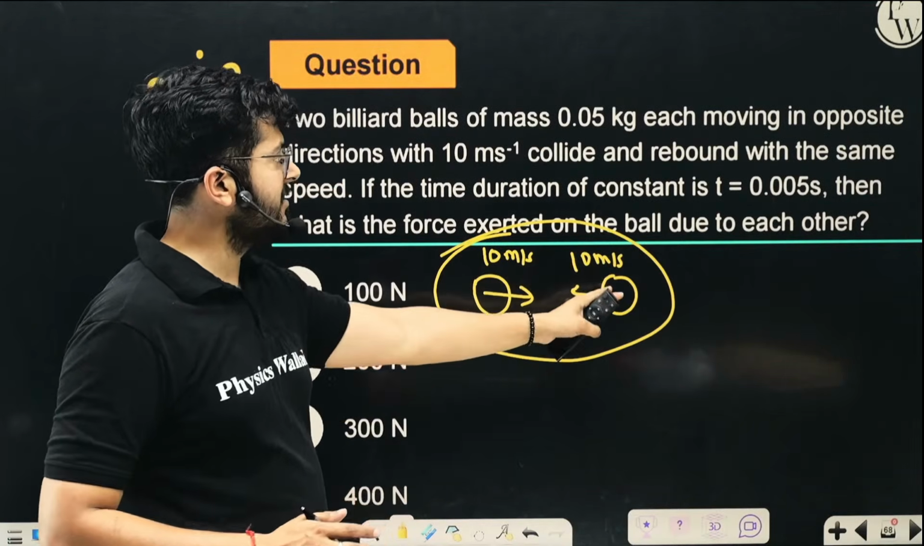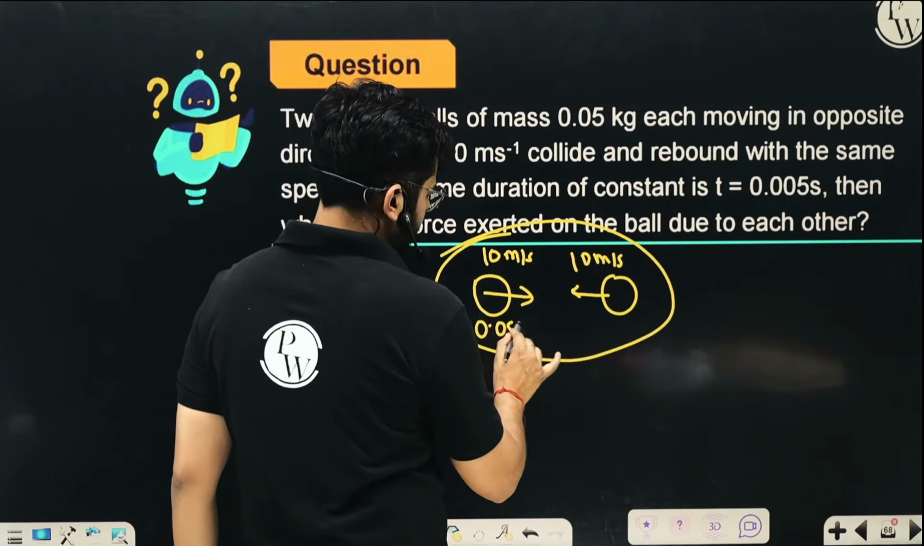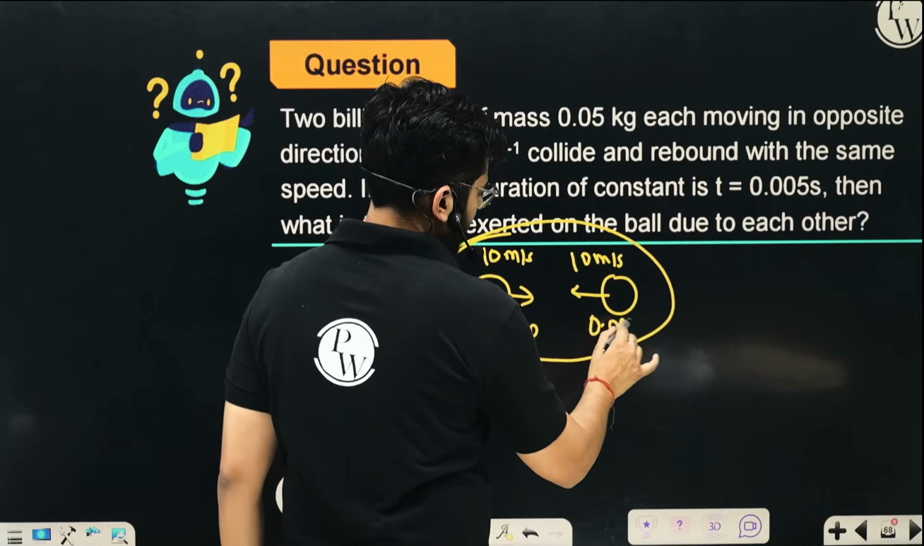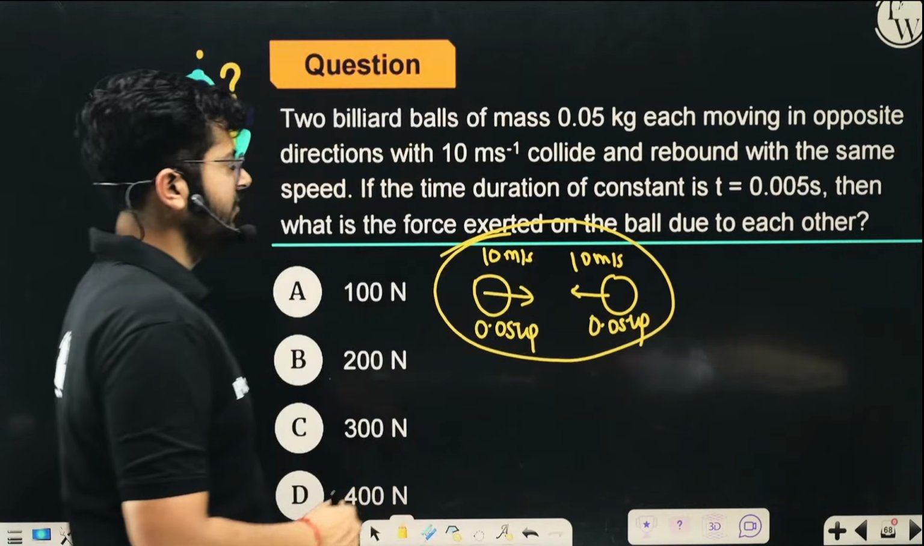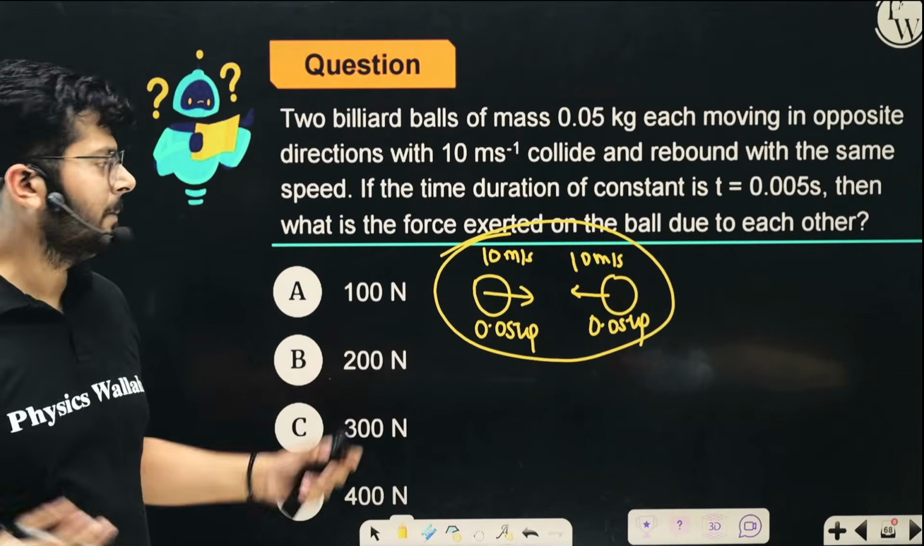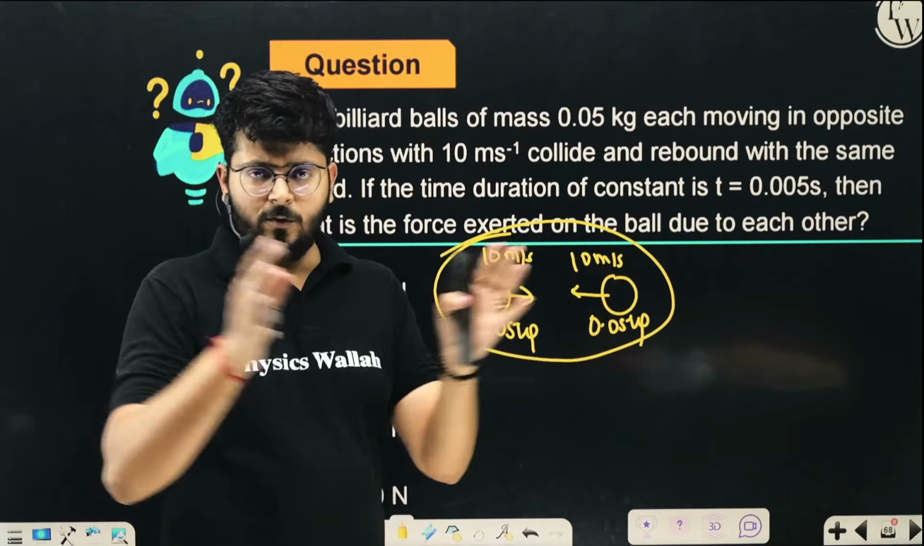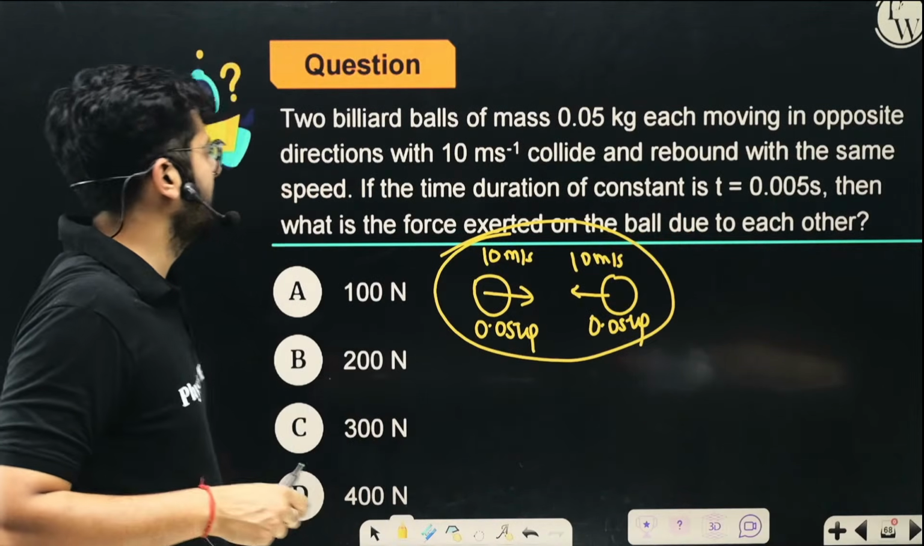This has a certain mass, and this has a certain mass, which is given as 0.05 kilogram each. They are moving and colliding with each other. They rebound with the same speed, so a completely elastic collision is happening. After collision, the speed is 10 and 10, same as before.